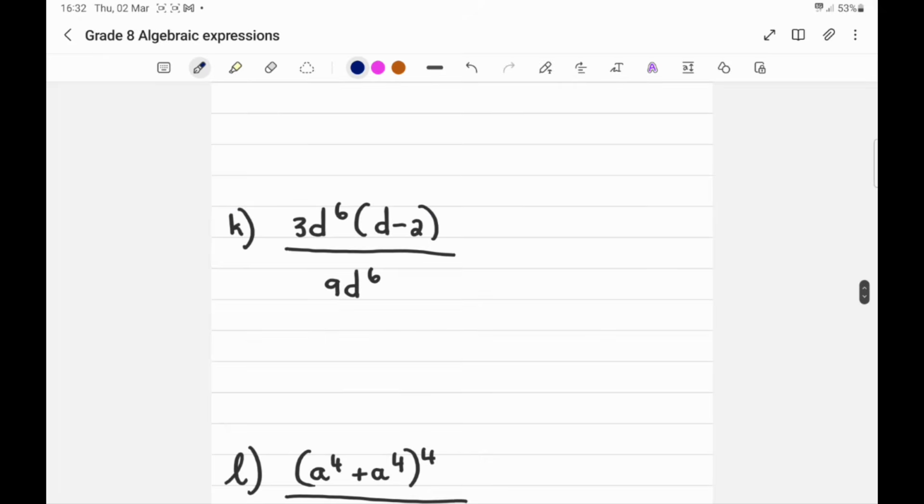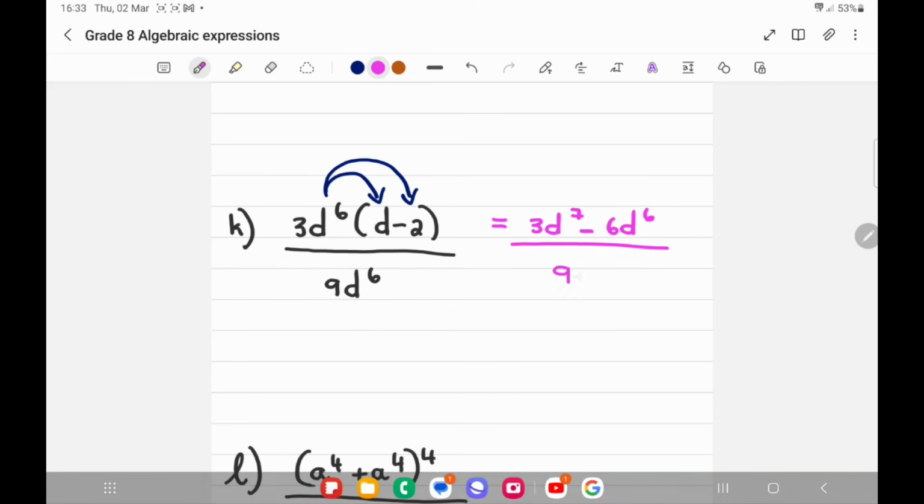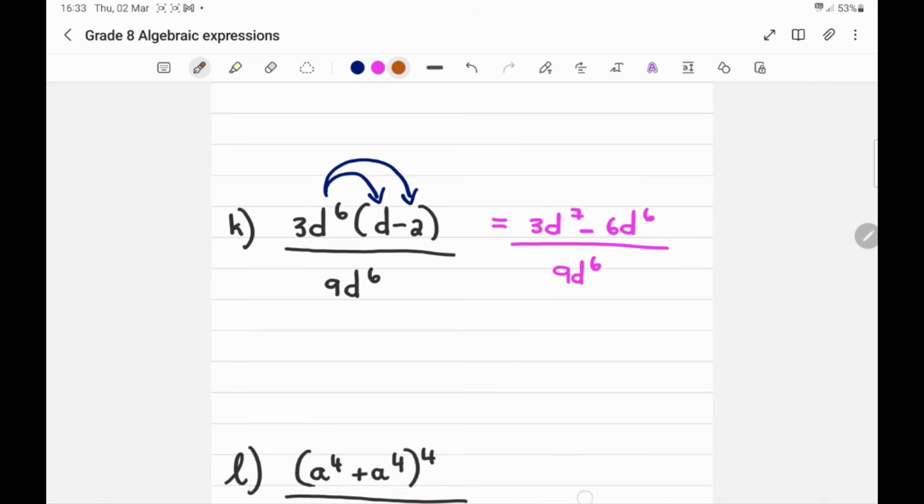Okay, what do I do over here? I need to first and always get rid of my brackets. So if I multiply that in, it will become 3d to the power 7 minus 3 times 2 is 6. Oopsie, sorry, 3d to the power of 6, and I forgot the minus in there. So 3d to the power 6 divided by, times by d gives you that and that. Then over 9d to the power 6. So if you want to write it up to show how it's splitting, you can do it like that.